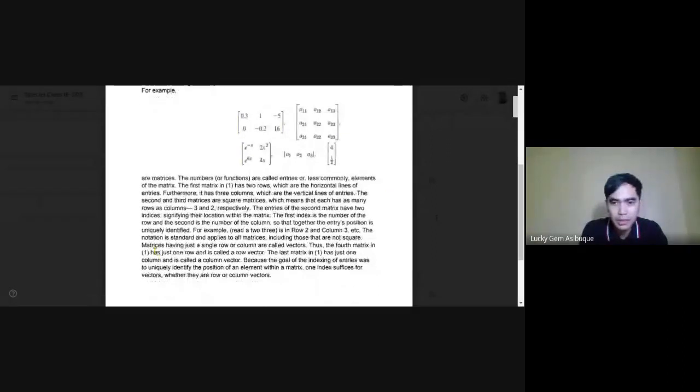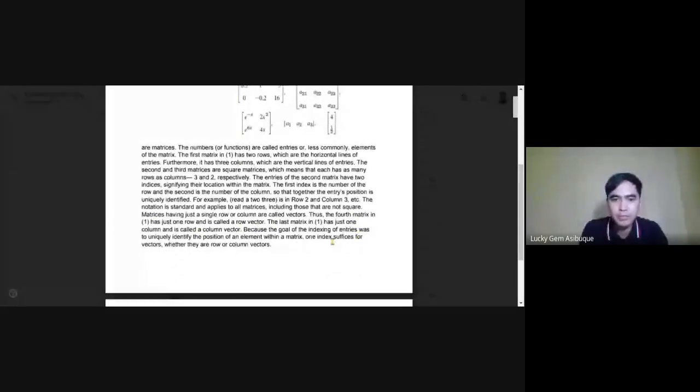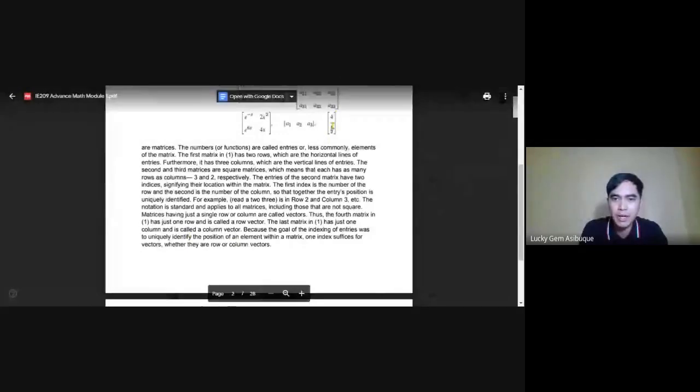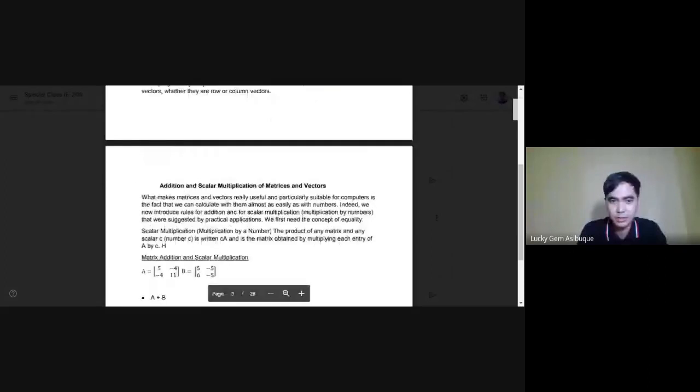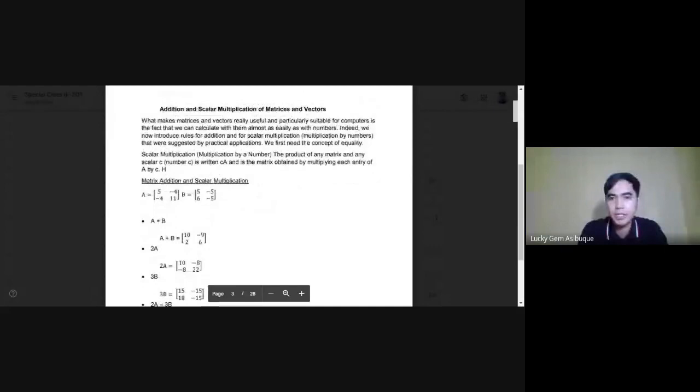Ayan. Sabi dito, matrices having just a single row are called vectors. So, thus, the fourth matrix, vector ito, yung pang-apat, kasi row vector siya, tapos yung panghuli naman ay column vector. So, tandaan nyo yun, ha? So, punta na tayo ngayon sa addition and scalar multiplication of matrices and vectors.